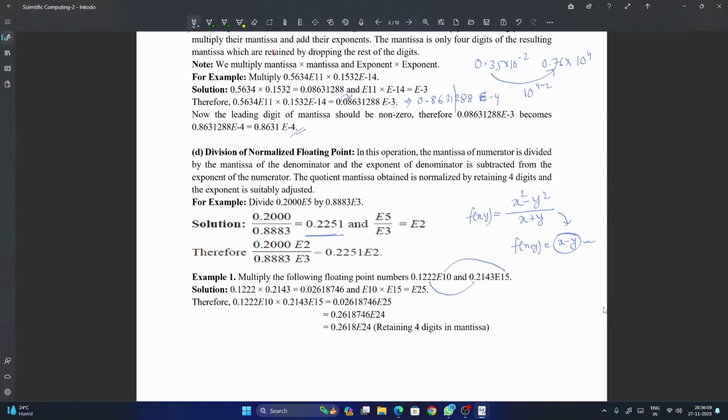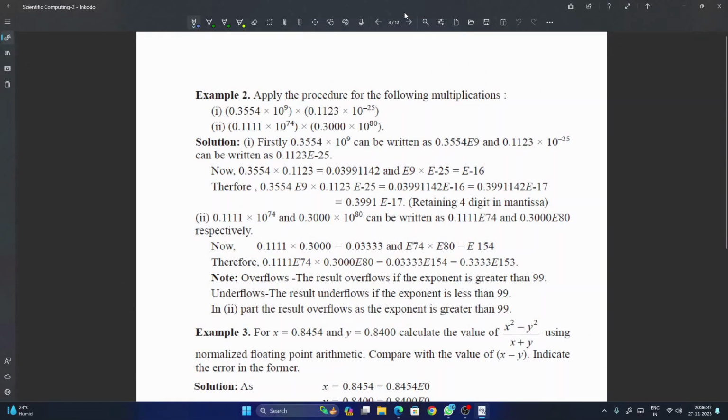To normalize it, shift the point by one position to the right, and you get 0.2618..., and the exponent is reduced by 1, so it becomes 24. Now the machine will truncate the numbers after the 8, retaining 4 digits in the mantissa, and you get 0.2618 E24. This is the number. That is the way machines actually calculate.